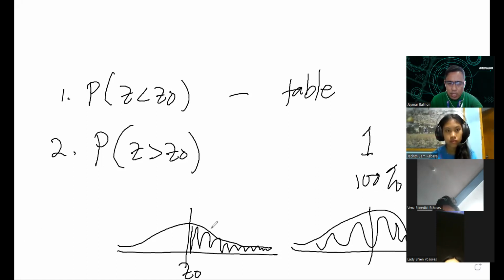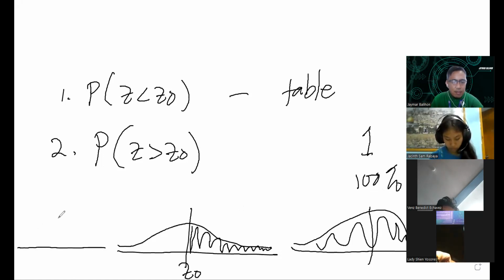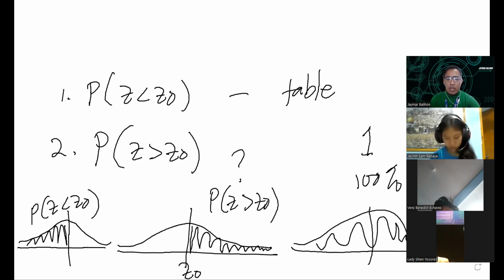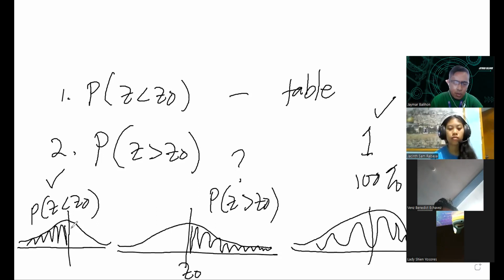If you subtract this probability of z, this is what we want, right? What we will use is the less than. The less than is this. This is the probability of z less than z sub o. And we want to get the probability of z greater than z sub o. We want only this part. This is known already using the table.